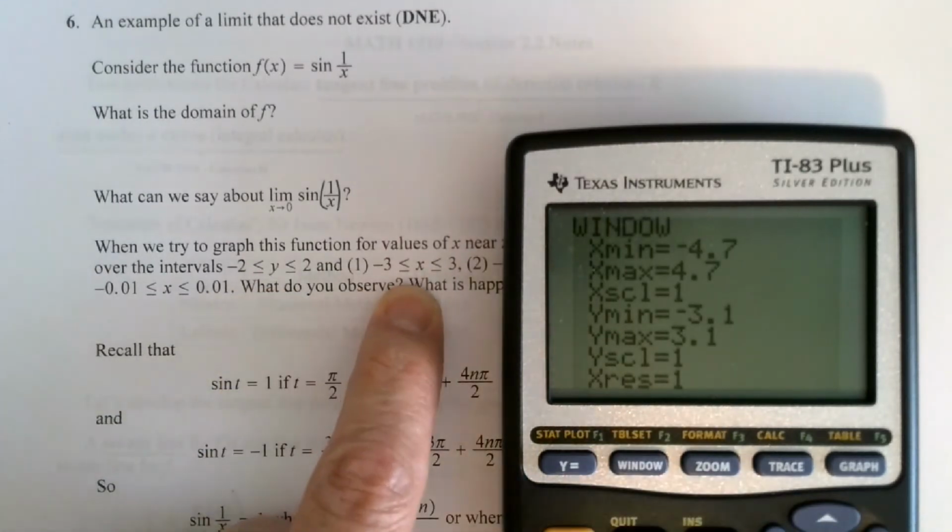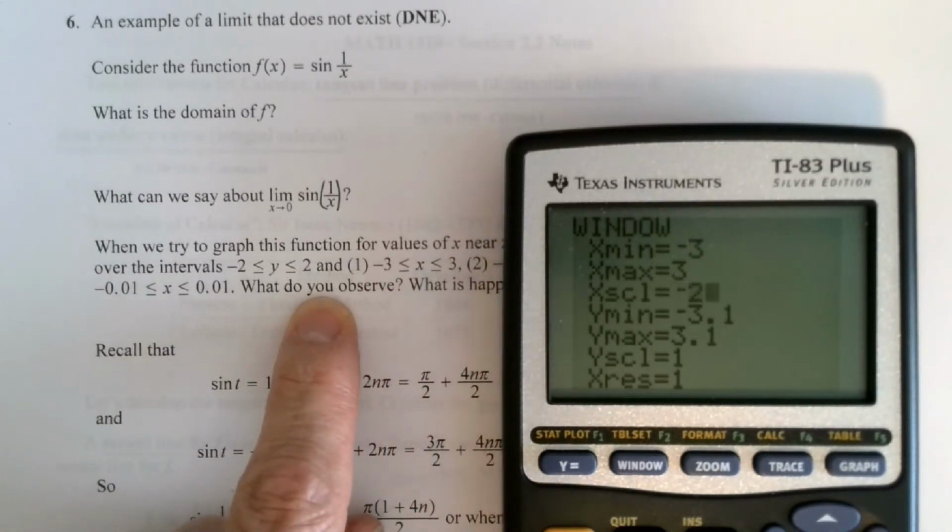X is going to be -3 to 3. And y is going to be -2. Oops. Y is going to be -2 to 2. Okay.